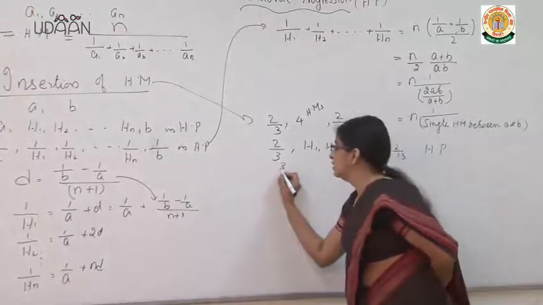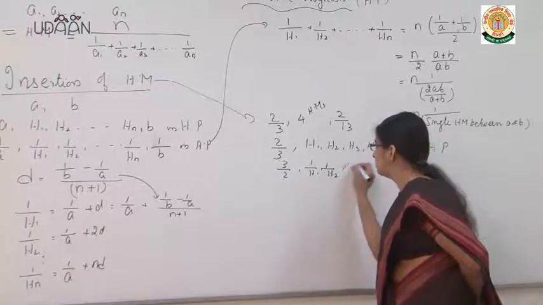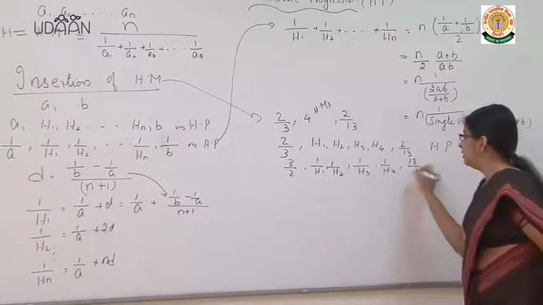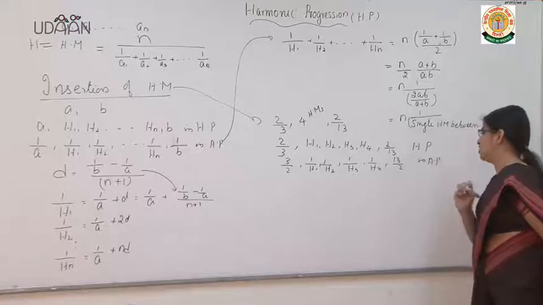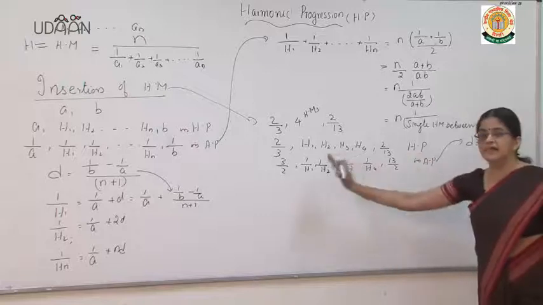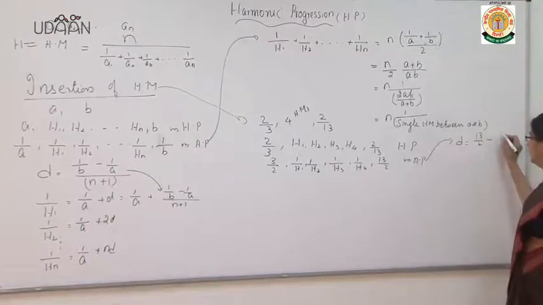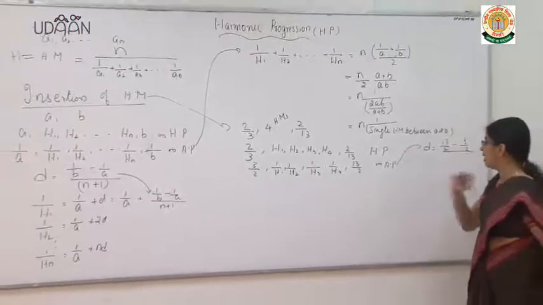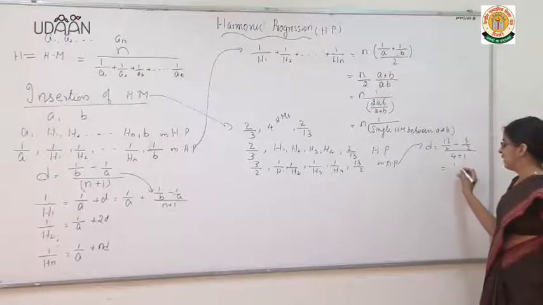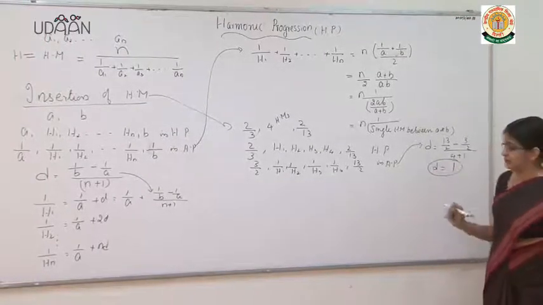Take the reciprocal: 3 by 2, 1 by H1, 1 by H2, 1 by H3, 1 by H4, 13 by 2, they are in arithmetic progression. Let us find common difference of this arithmetic progression. (B minus A) divided by n plus 1, 13 by 2, final minus initial, that is 3 by 2. We are inserting 4 arithmetic means, so n plus 1, 4 plus 1. Simplify this to get the common difference D of the arithmetic progression as 1.